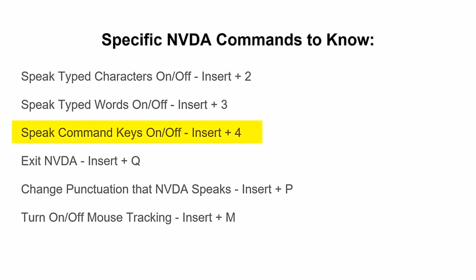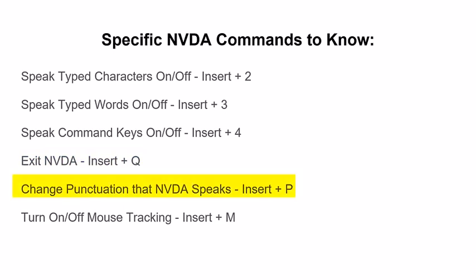Here's a really cool one, speak command keys. If you enter a command, you can have NVDA repeat it before it executes it. Pressing Insert plus 4 will turn that on and off. To exit NVDA, should you wish to do so, Insert or NVDA plus the letter Q for quit. Punctuation that NVDA speaks can be changed, and that can be cycled through by pressing NVDA plus the letter P.